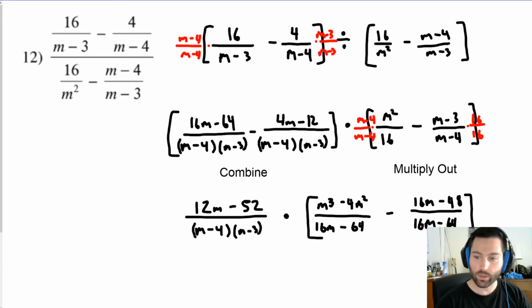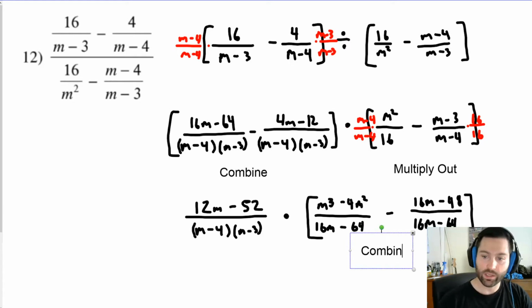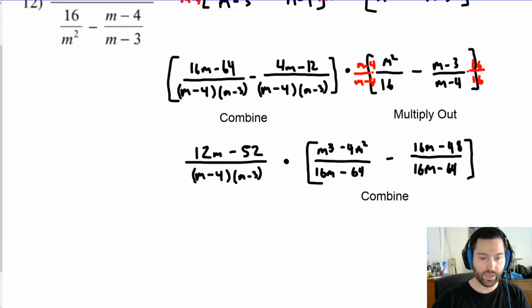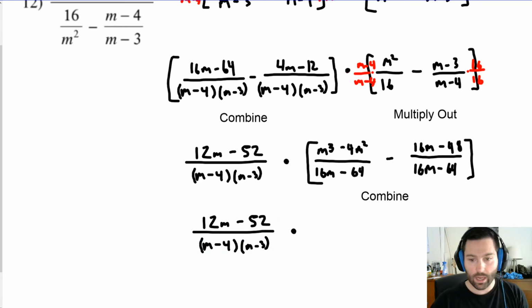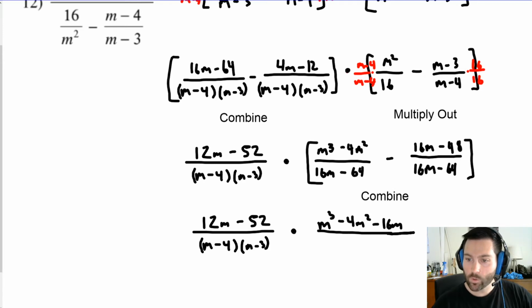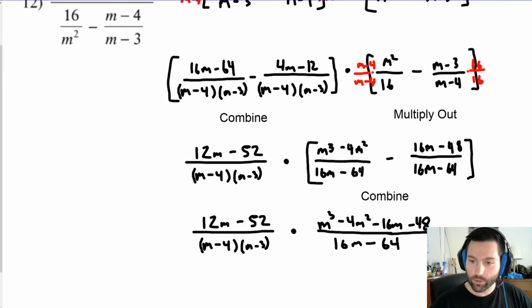So now what we need to do, and I'm going to switch back to my type, is we need to combine these. So the left side here will stay exactly the same. Just going to duplicate it. On the right side, I am going to get m cubed minus 4m squared minus 16m minus 48. And the bottom would be 16m minus 64. And now I would need to try to factor anything I could.